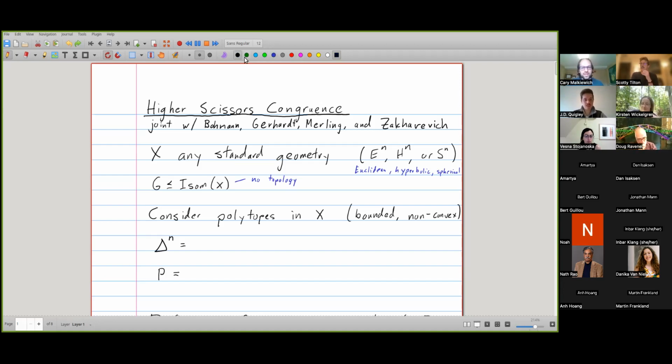So the basic setup is I want to consider polytopes in X, bounded non-convex polytopes. So to be more precise, the n-simplex is the convex hull of n+1 points that are in general position. So not lying in some geometric subspace. And then a polytope is going to be any finite union of top dimensional simplices.